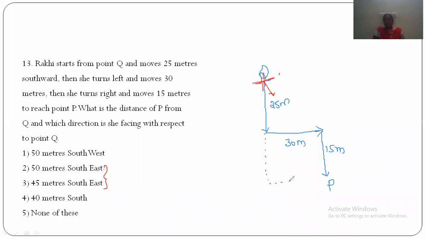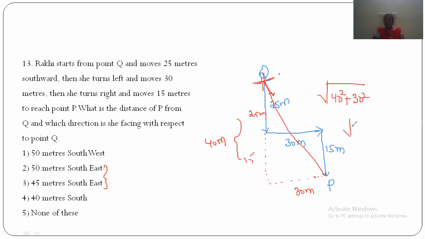So if we take this as the box, parallelly 30 meters and 25 plus 15. Here it is 25 meters and 15 meters, 40 meters. Now a right angle triangle is formed between P and Q. Square root of 40 square plus 30 square. That is equal to 50 meters. And in which direction is it?